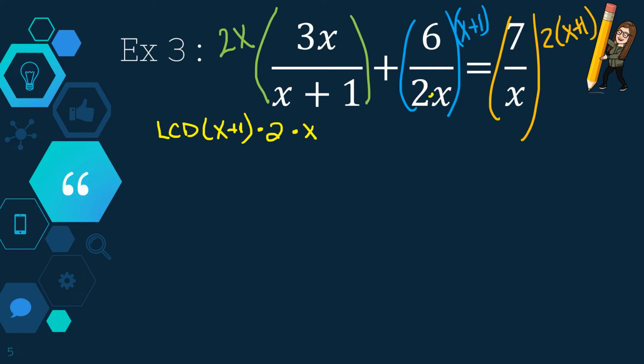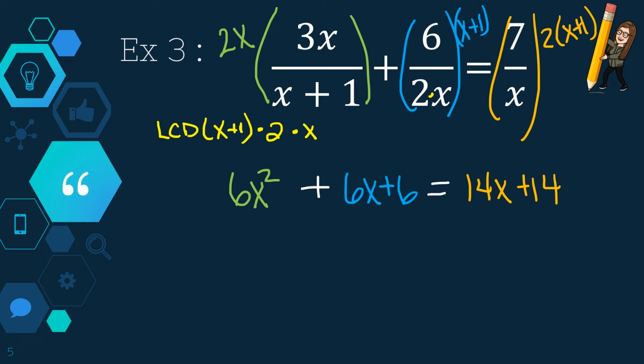Now, I'm going to jump ahead here. If I am confident in my LCD work and I know I'm not going to need it, let's not even write it down. So my first fraction is a 2x times a 3x. I've got a 6x squared. Plus sign. 6 times x plus 1, I'm going to distribute that 6. Equal sign falls down. A 7 times a 2 times an x plus 1, which would be like a 14 distributed. 14x plus 14.